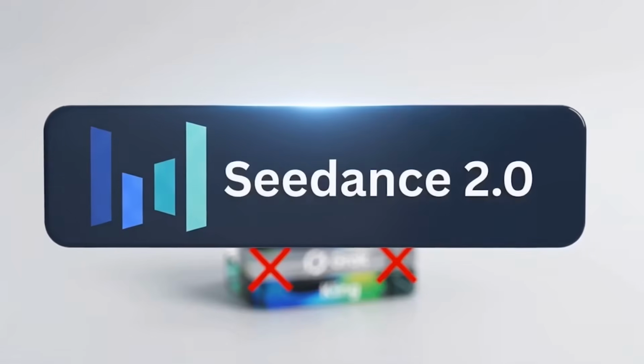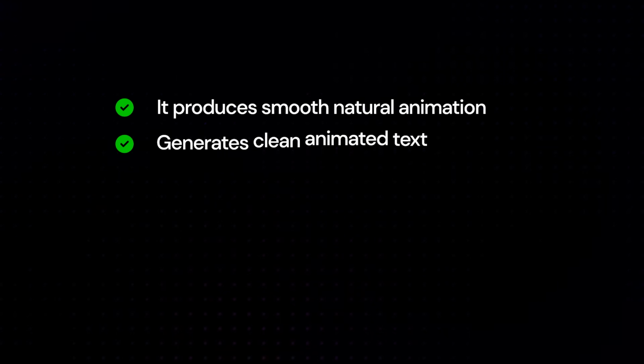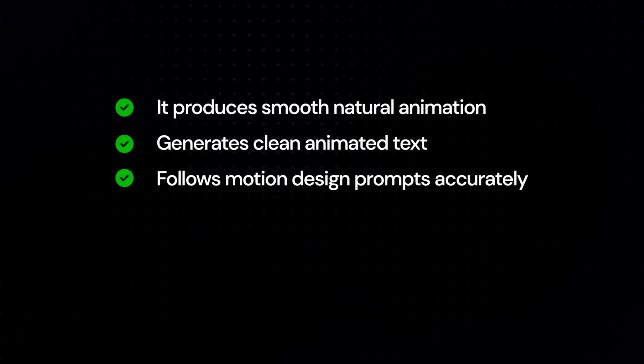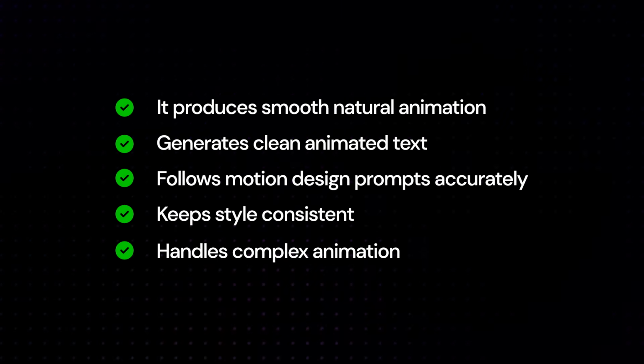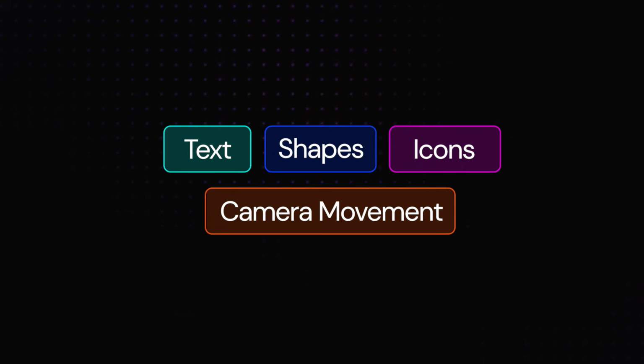The reason we are using Seedance 2 is because it's one of the best AI models for creating motion graphics. It produces smooth natural animations, generates clean animated text, follows motion design prompts accurately, keeps styles consistent, and handles complex animations involving text, shapes, icons, and camera movement really well.